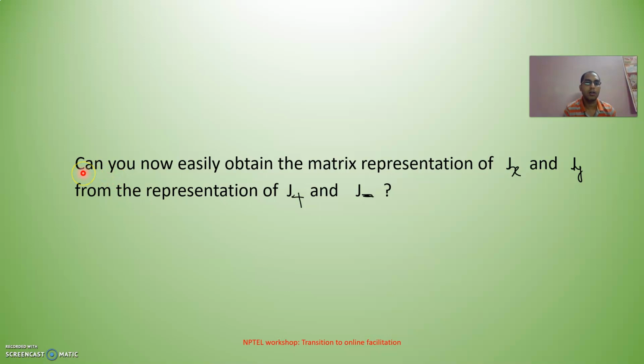Now my question is, can you now easily obtain the matrix representation of Jx and Jy from the representation of J plus and J minus? Find it out, quickly find it out. From the addition of J plus and J minus, and from the subtraction of J minus from J plus.